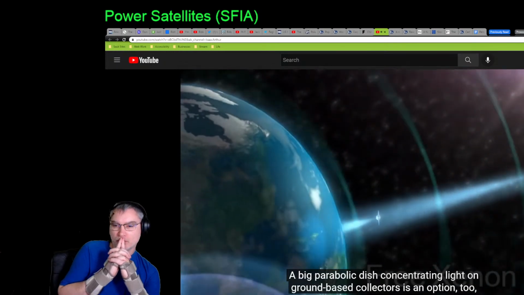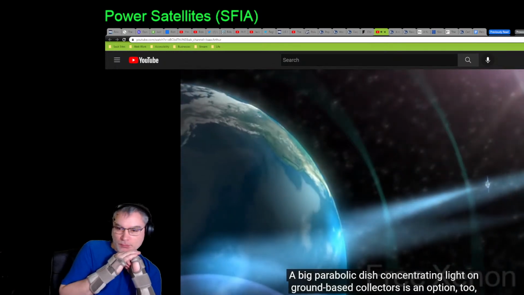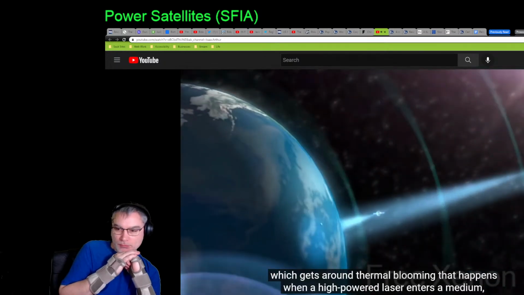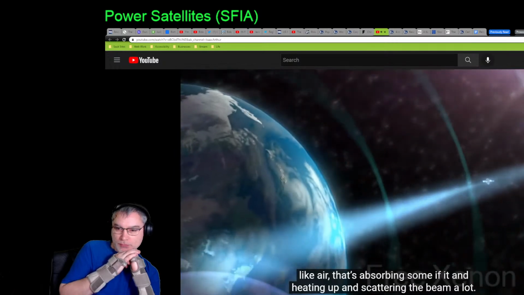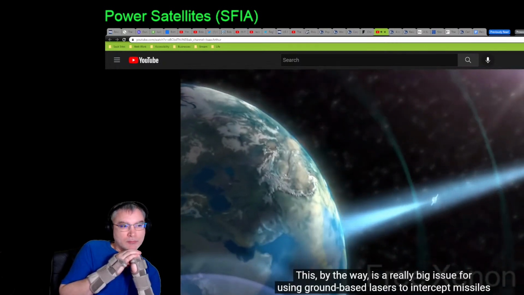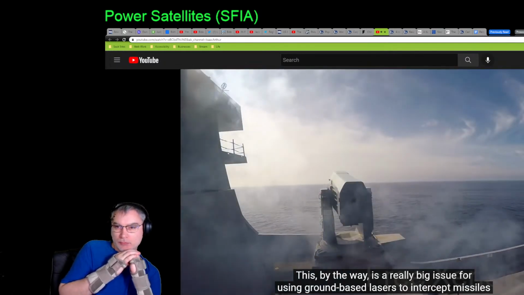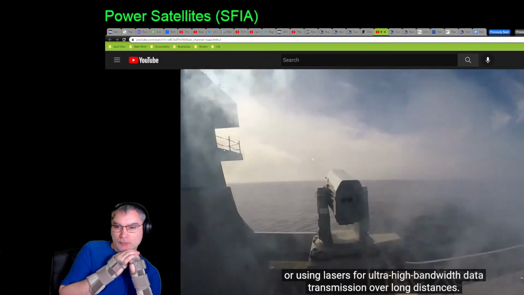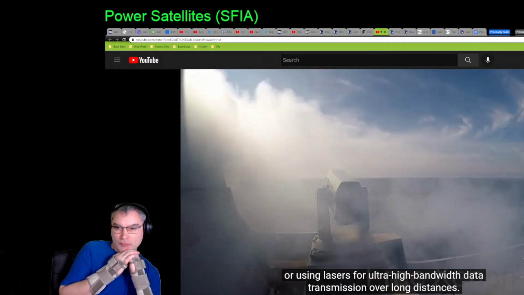A big parabolic dish concentrating light on ground-based collectors is an option too, which gets around thermal blooming that happens when a high-powered laser enters a medium, like air, that's absorbing some of it and heating up and scattering the beam a lot. This, by the way, is a really big issue for using ground-based lasers to intercept missiles, or using lasers for ultra-high bandwidth data transmission over long distances.